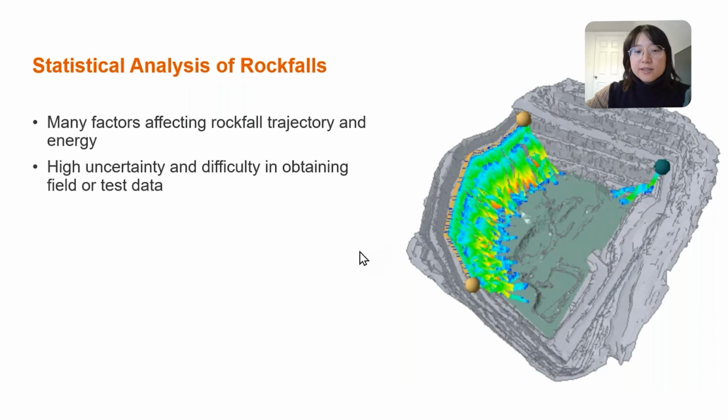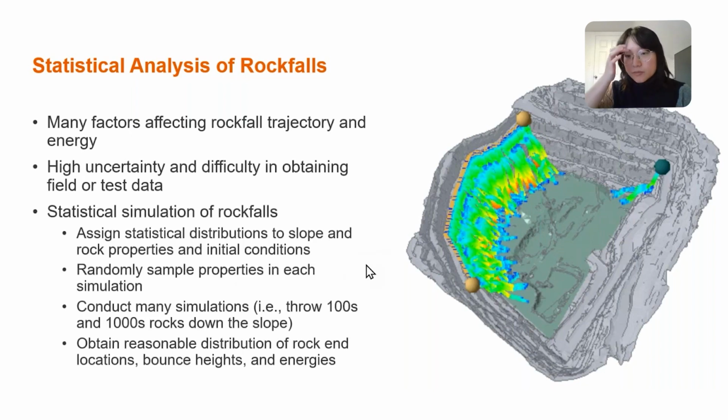So we do statistical simulations instead, where we assign statistical distributions to slope and rock properties and initial conditions. Then we randomly sample the parameters in each simulation, and we can conduct many simulations. So we throw hundreds or thousands of rocks down the slope to get a reasonable distribution of the rock end locations, downsides, and energies, which are quantities important to design.